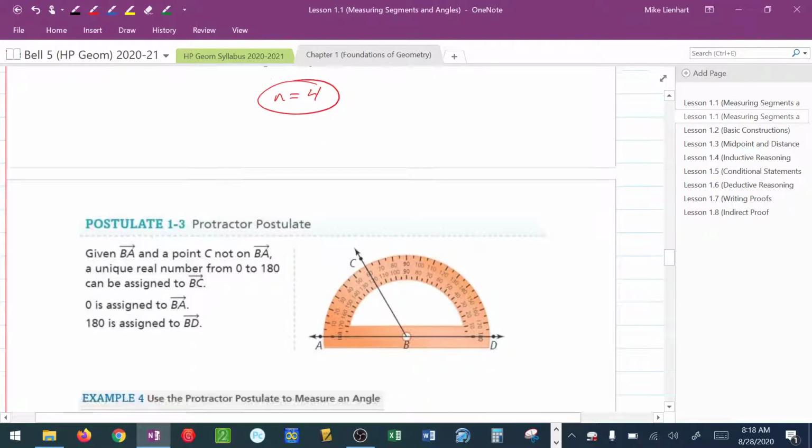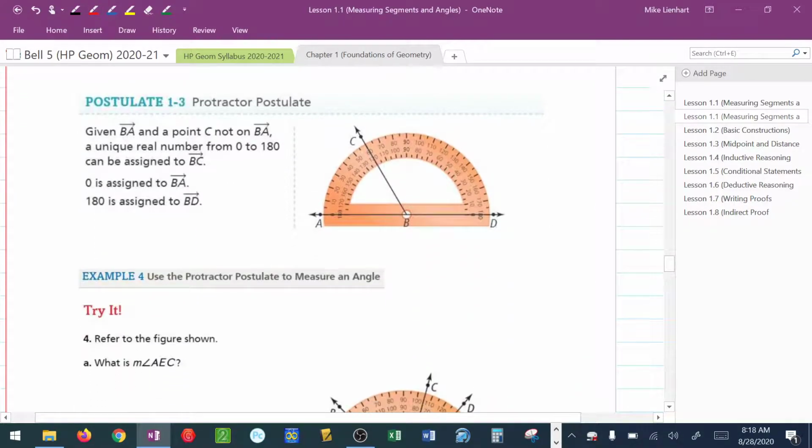The next postulate that we're going to deal with is called the protractor postulate. Similar to the segment addition postulate, the protractor postulate, I got ahead of myself, sorry guys, says that anything that you draw on here will have a measure between 0 and 180 degrees.